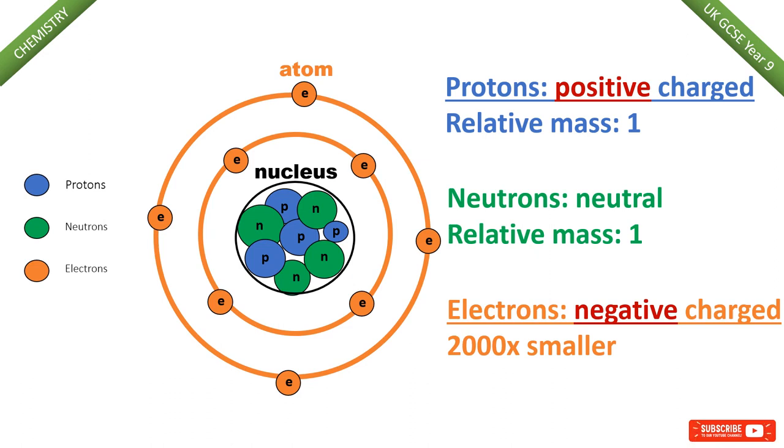As for the circles around the nucleus, they are the E's, which are the electrons. And an electron has a negative charge, but it's 2,000 times smaller than the proton or the neutron. And electrons orbit around the nucleus. Just to give you a view, you can imagine the Sun as the protons and neutrons, and around it all the other planets as electrons.